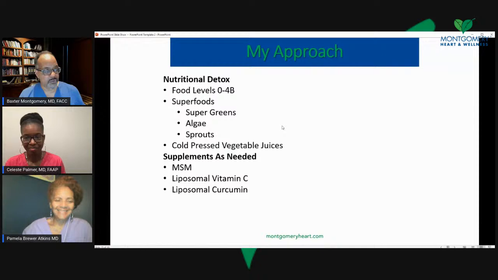Yes, supplements, but I use supplements in a less targeted fashion, more of a global fashion: MSM, liposomal C, global antioxidants. It doesn't mean I wouldn't use milk thistle or any of these things on the target, but those will come later if I don't see response in this early approach with nutritional detox and the like. And then fresh air and sunshine.